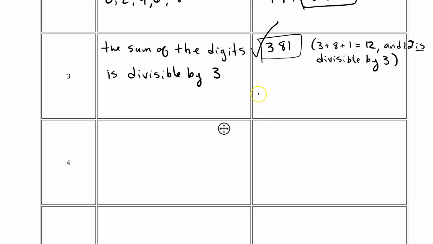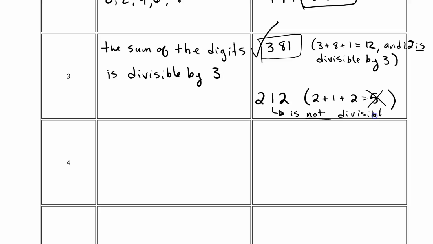Let's just give an example that's not. So 212. 2 plus 1 plus 2 is 5. 5 is not divisible by 3. So 212 is not divisible by 3, because the sum of 2 plus 1 plus 2 is 5, and that's not divisible by 3. That means that the whole number 212 is not divisible by 3 either.